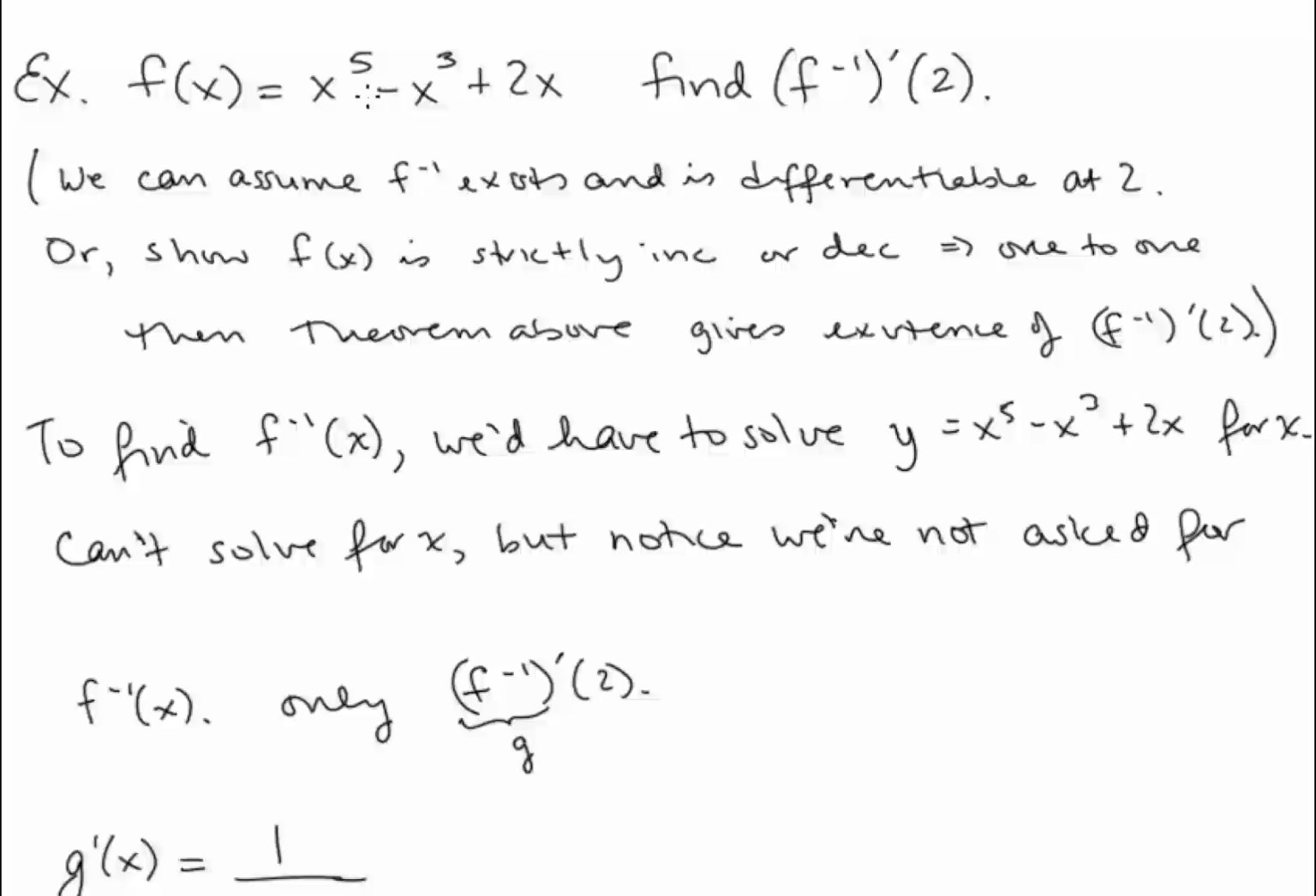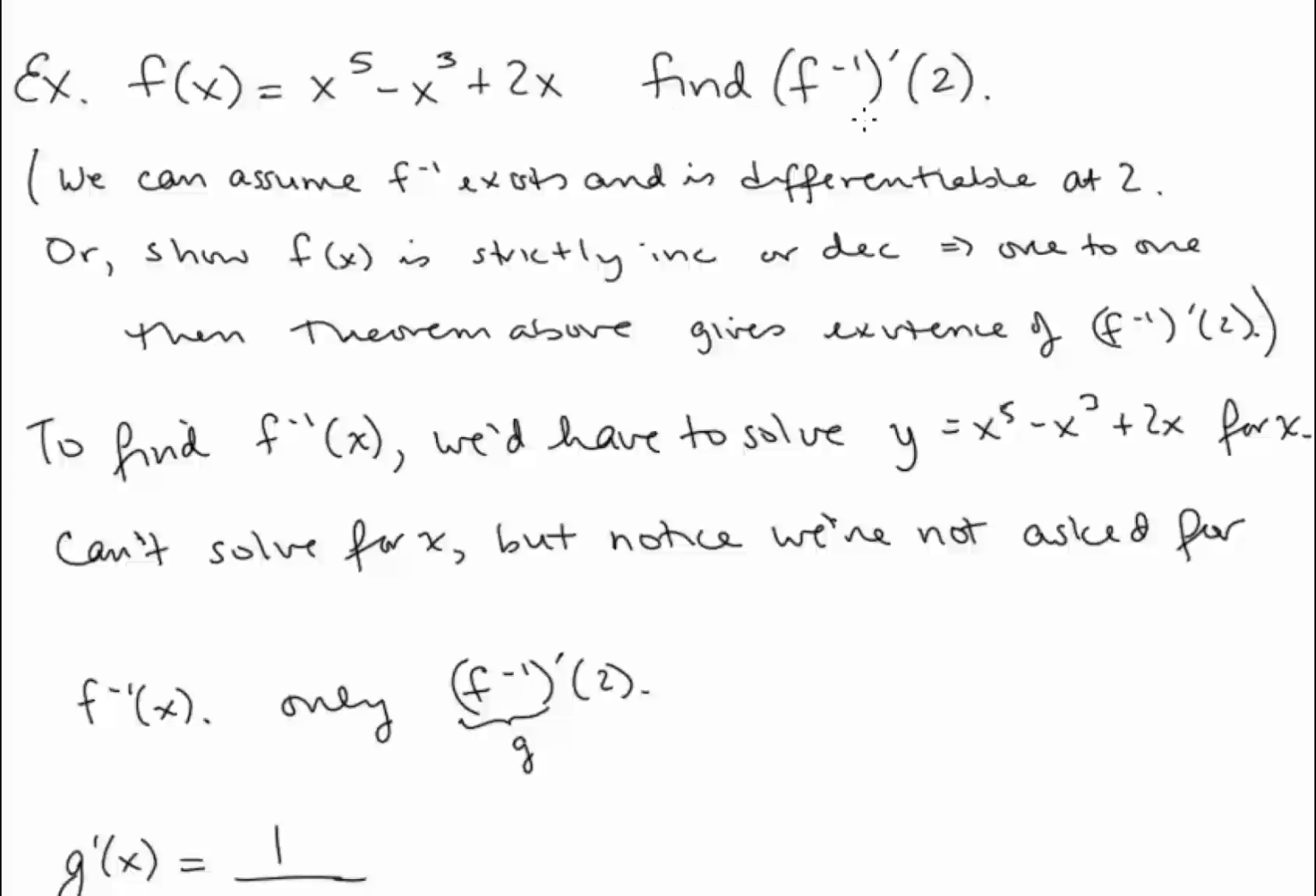f of x is equal to x to the 5th minus x to the 3rd plus 2x. We're asked to find f inverse prime of 2. Now, they didn't ask us to show that f inverse is differentiable. They didn't ask us to show that f inverse exists. They just said find f inverse prime of 2. So for this type of problem, if you saw this on your homework or an exam, we can assume that f inverse exists and is differentiable at 2, and we just need to worry about computing it.